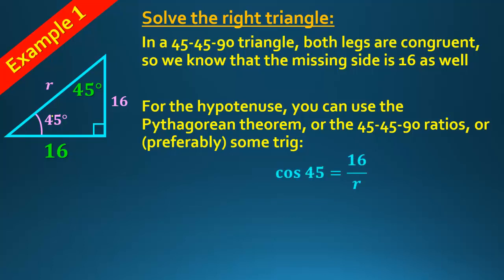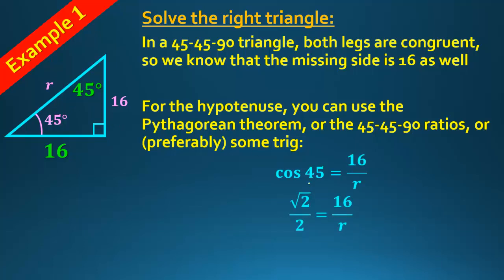You could use either sine or cosine. It doesn't matter. I chose cosine because we're trying to find the hypotenuse, and the hypotenuse is part of both sine and cosine. We know the angle measure is 45, so I did cosine of 45 equals 16, which is the adjacent side, over r, which is just what I named the hypotenuse.